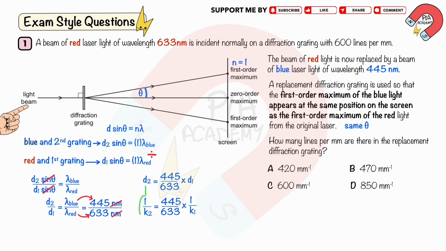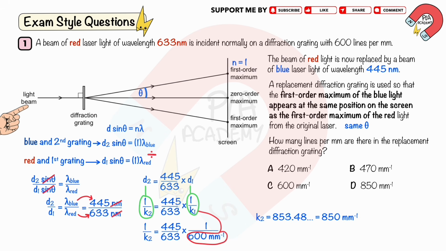Substituting d2 equals 1 over k2, and d1 equals 1 over k1, where k2 and k1 are the number of lines per millimeter for the replacement and original gratings, respectively. Substituting k1 equals 600 per millimeter, we solve k2 equals 850 per millimeter to two significant figures.